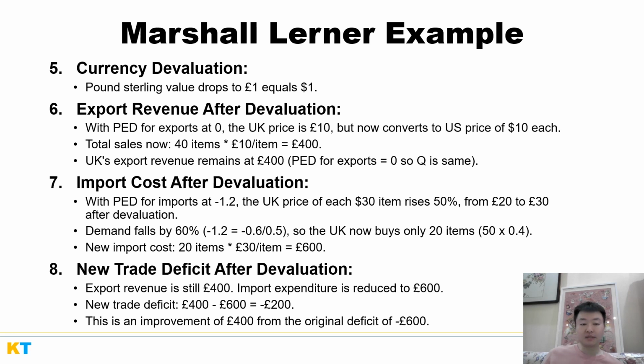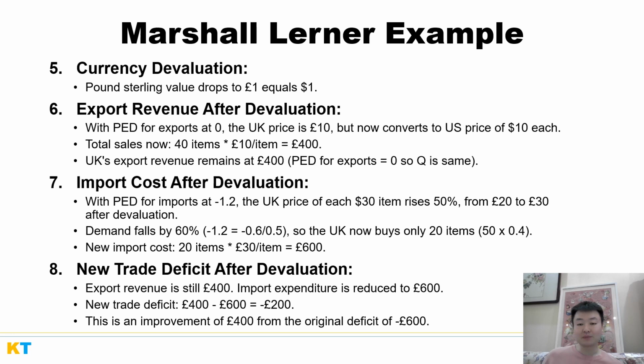What about imports? Well, with PED for imports at negative 1.2 or 1.2, that's just the number we're going to use, the UK price of each $30 item now rises 50% from £20 to £30 after the devaluation. Well, why does that happen? And that's because the goods still cost $30 in the US, but now instead of getting it for £20 after devaluation, we can only get it for £30. So the price went up by 50%. Now, according to our price elasticity of demand calculation, demand should fall by 60%, and that calculation is 0.6 divided by 0.5 is going to be equal to 1.2. Okay, so it should fall by 60%.